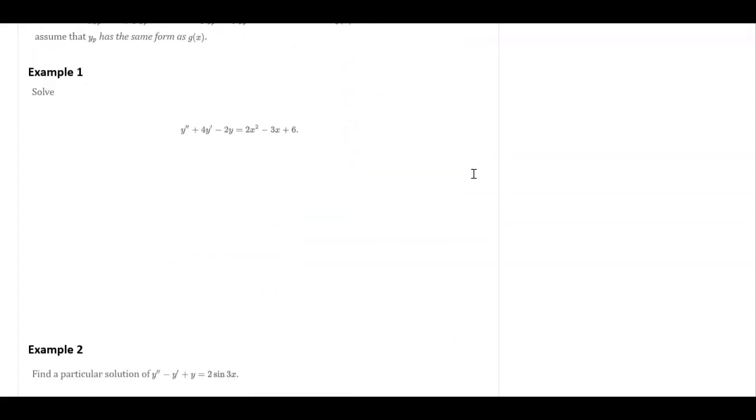All right, so here is an example of what we would do. I have y double prime plus 4y prime minus 2y equals, and then g of x is a polynomial term on the right-hand side. So I'm going to use our auxiliary equation to say, okay, I need m squared plus 4m minus 2 to be equal to 0. I'm going to need to use the quadratic formula.